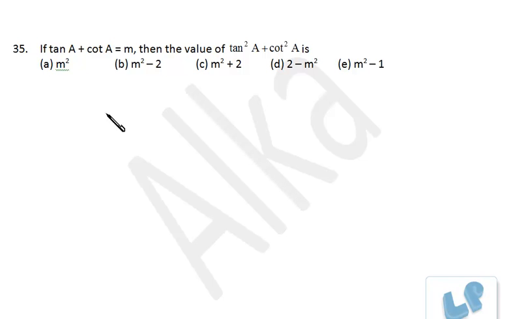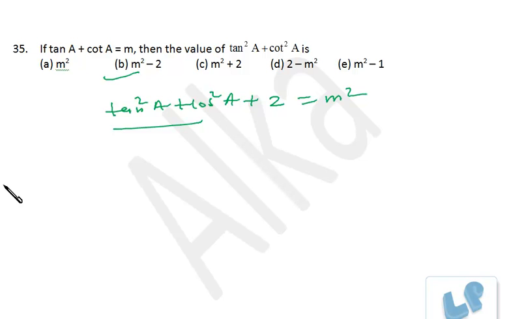Now this problem. If tan A plus cot A is m, then the value of tan square A plus cot square A. Simple. Just square this. So A plus B whole square is what? Tan square A plus cot square A plus 2 tan A cot A. So tan A cot A will be 1. So 2 into 1, that's 2, is equal to m square. So this will be what? M square minus 2. As simple as that. Okay.